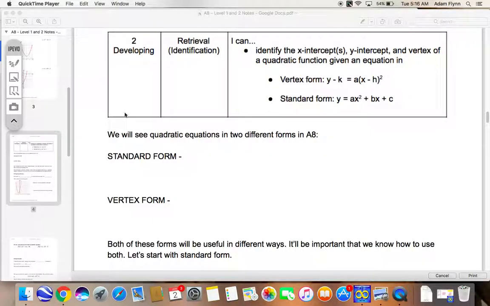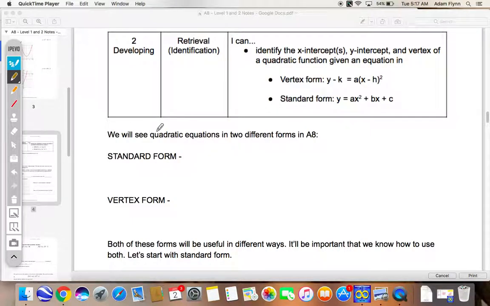This is the A8 Graphing Quadratics Level 2 video. So finding key components of quadratic equations given an equation in vertex form or standard form. Okay, so we'll see quadratic equations in two different forms in A8.